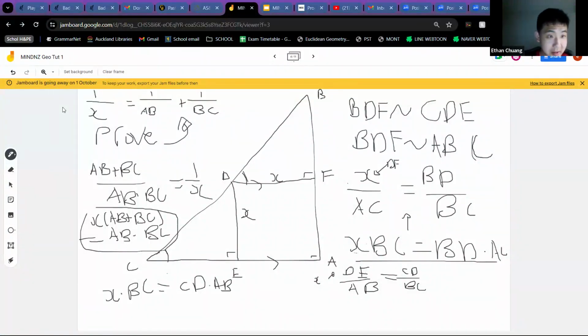What is everyone talking about in chat? This only proves it if DCE is 45 degrees. What's going on? We don't know CD equals DB. Yeah, that's true. We're not assuming this is a median here. True. The visuals. Maybe I should rewrite this out. Do you guys want me to rewrite this out? Fair enough.